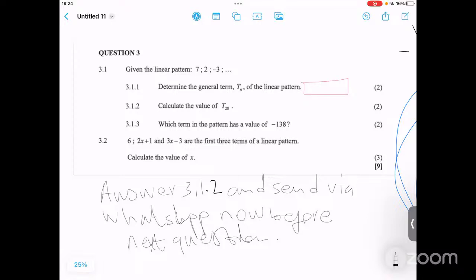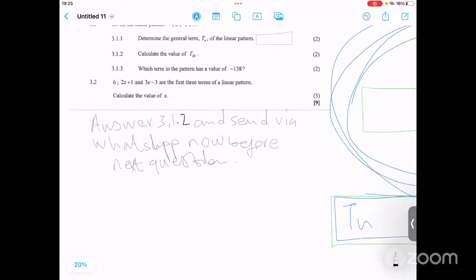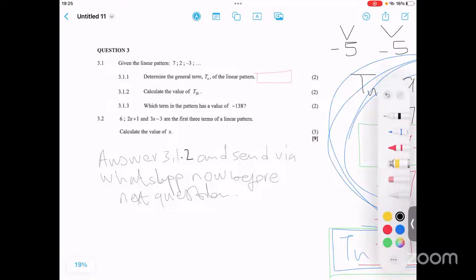Okay, so now let's see. 3.1.2. Okay, I already have 3.1.2. That is fine. Let's see. Okay. I'm happy with how you presented that one.